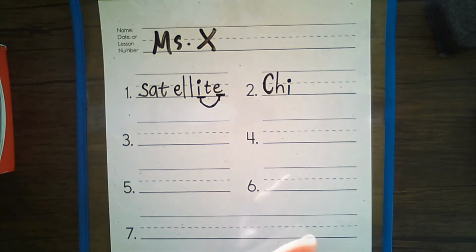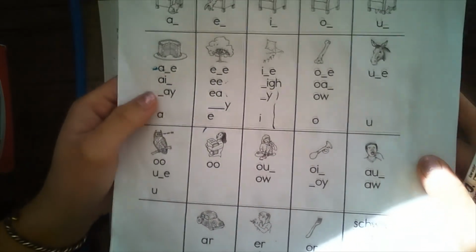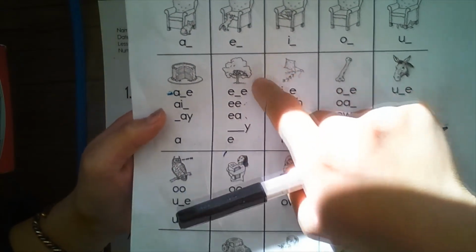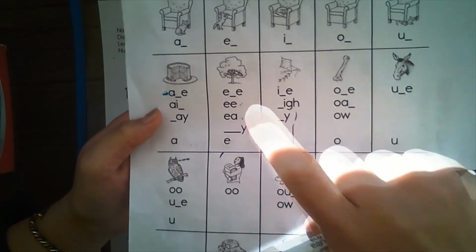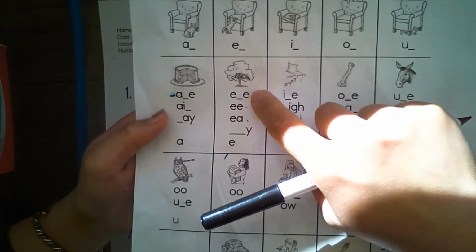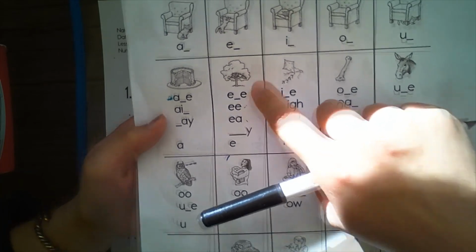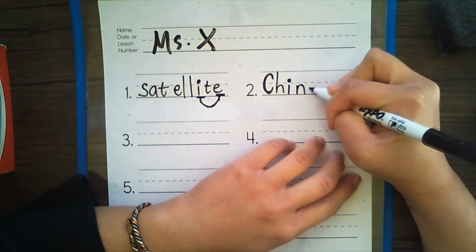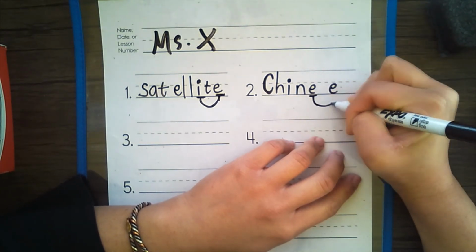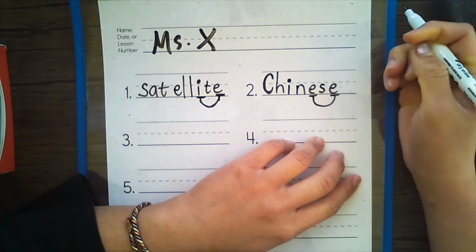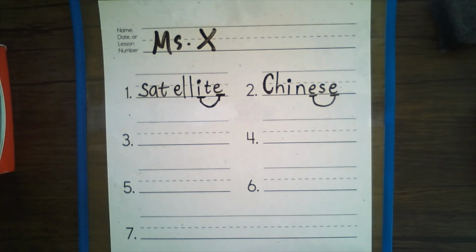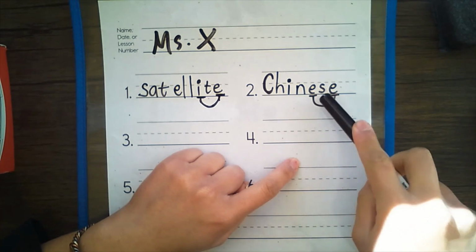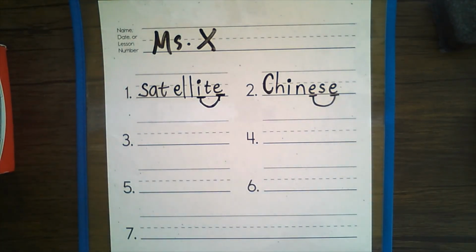Which E should we use? Let's take a look. So, I found the picture of the tree. I know these all make the long E sound. We're going to go ahead and use that first spelling with the E, E. Okay, let's take a look. Chai, n, e, s, e. Great job. And so our word reads Chinese, spelled C-H-I-N-E-S-E. Great job.